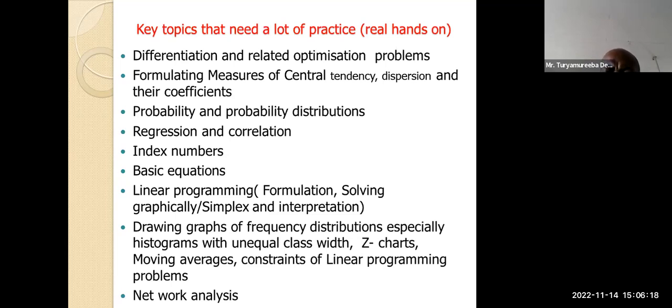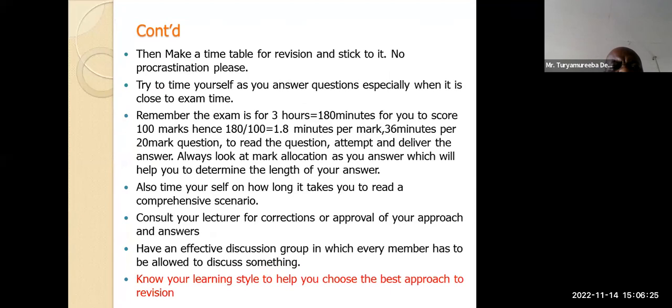Moving averages, constraints of linear programming problems, network analysis. Then make a timetable after knowing that those ones require a lot of practice. And when I say a lot of practice, it does not mean that you wait until you study that chapter that you are going to begin. You are not studying a lecturer. Just get the syllabus and look at those topics. Some of those topics you can get a textbook and work out and consult friends and be able to move forward. And then you attempt the questions.